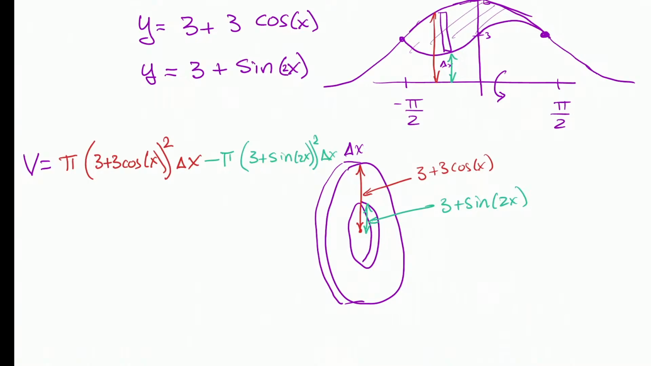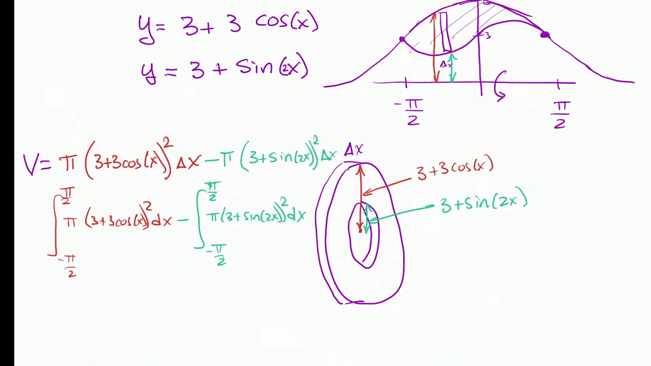Let's set this up. We're not going to do this fully because of a little issue that we're going to have with actually doing the antiderivative, that I'll mention. But the way I would set this up is the integral from negative pi over 2 to pi over 2 of pi times (3 plus 3 cosine of x) squared dx, minus the integral from negative pi over 2 to pi over 2, sorry, of pi times (3 plus sine of 2x) squared. So this is the most important part, setting this thing up.